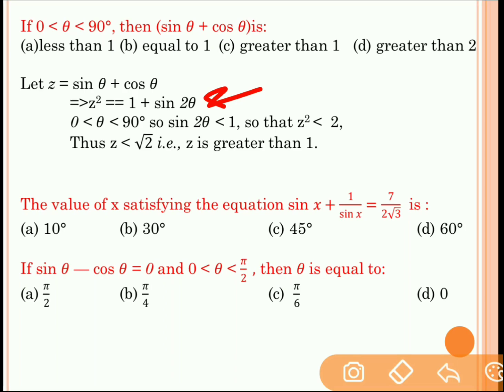Now for the first quadrant, for any angle of theta, the value of sin will be less than 1. So you can say that the value of z square will be less than 2, and thus the value of z will be less than root 2. So from the options we can say that the value of z will be greater than 1. So the answer for this question is option C, that is greater than 1.